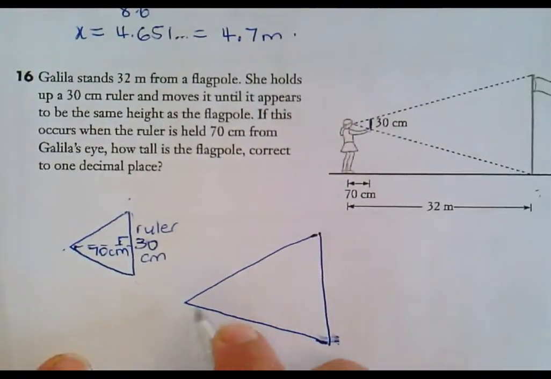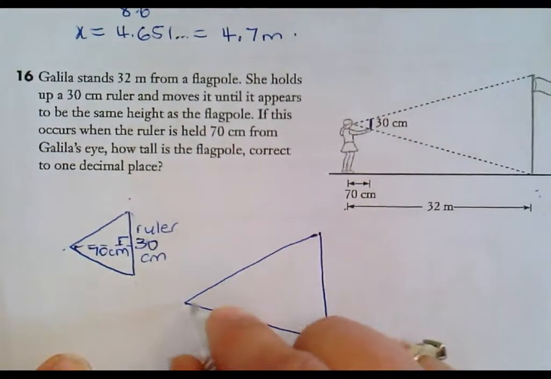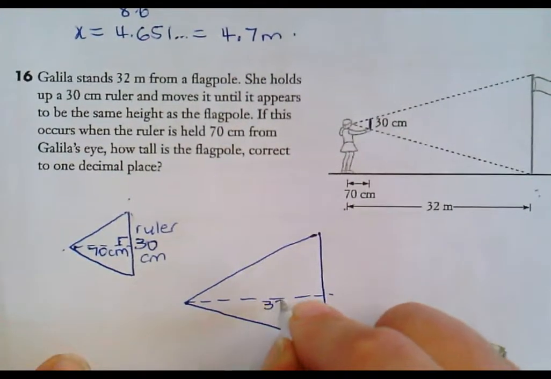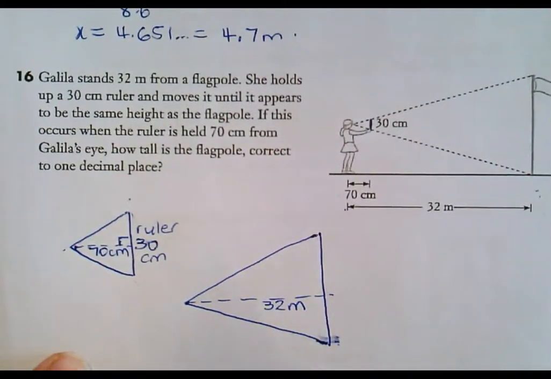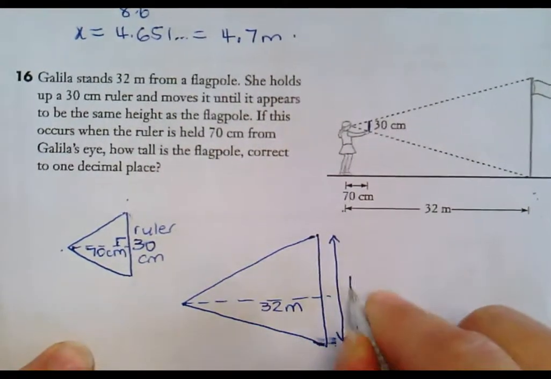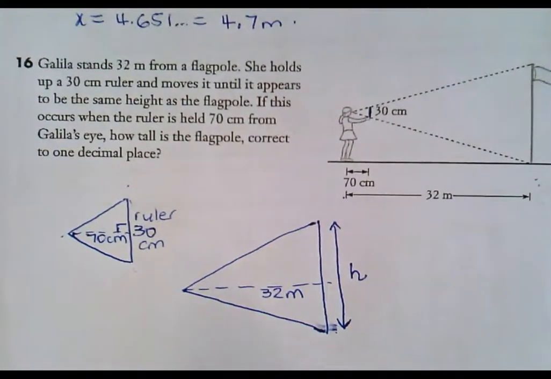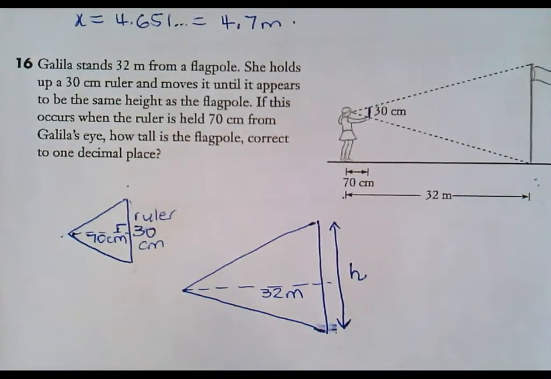Now, this is where she's standing as well. We know that the distance from there to the flagpole is 32, but it's 32 metres. So we're going to have to change some units. And this is the height of the flagpole. So the question is, how high is the flagpole? Now, girls, I would be changing the units. Do you want to change them to metres? Like your flagpole, do you think the answer is going to be in metres or centimetres? For the flagpole height, metres.